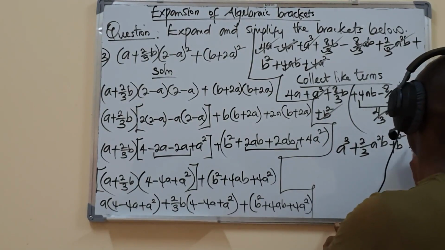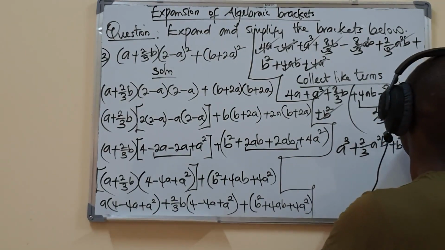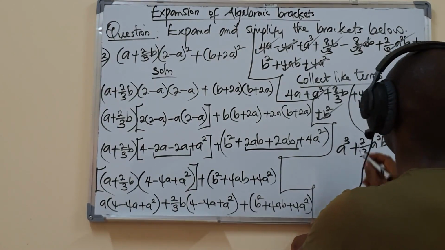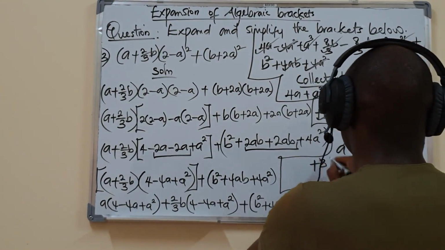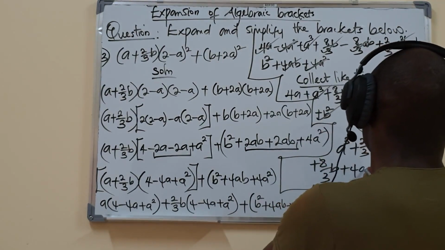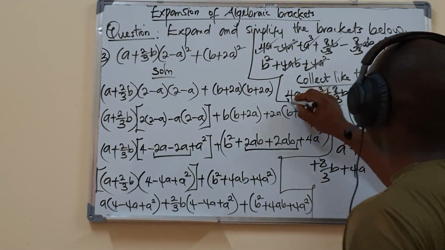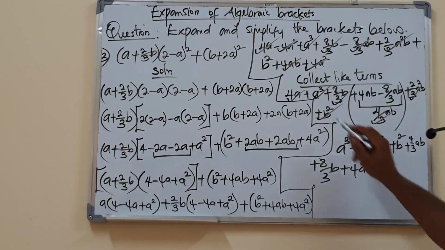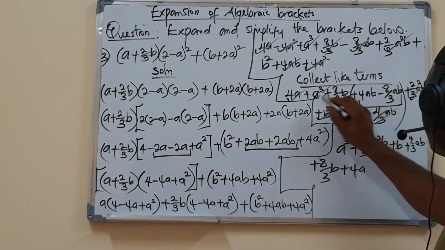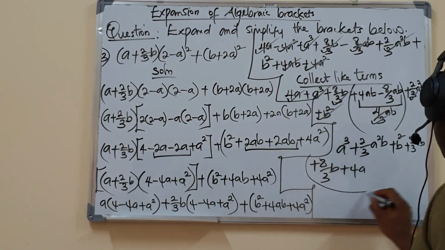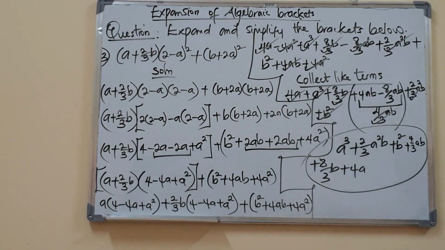And next I have plus 4/3 of ab. I'll write it down here. And finally, the remaining terms are add 1/3 of b and add 4a. I should have brought in 4a a long time ago, but this is what it is anyway. So we've ended up picking all the terms of this expression: 1, 2, 3, 4, 5, 6. This ends our expansion for question 3.